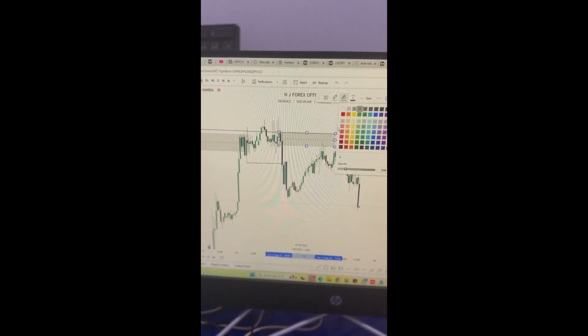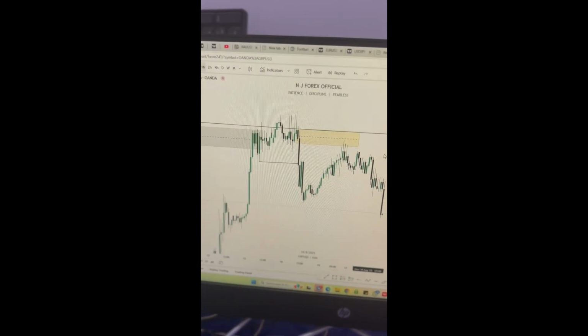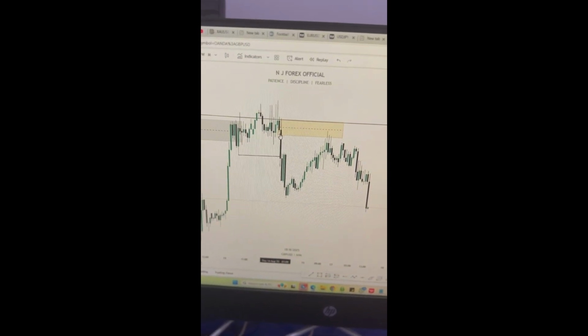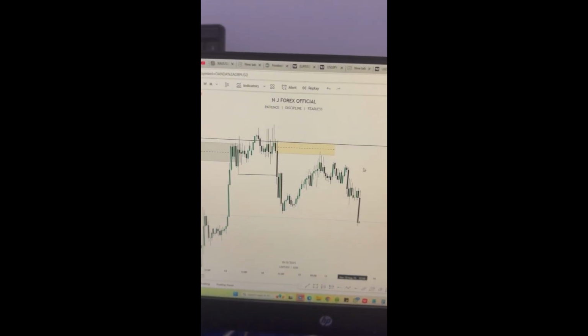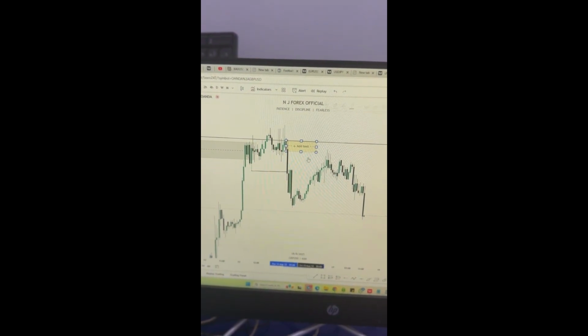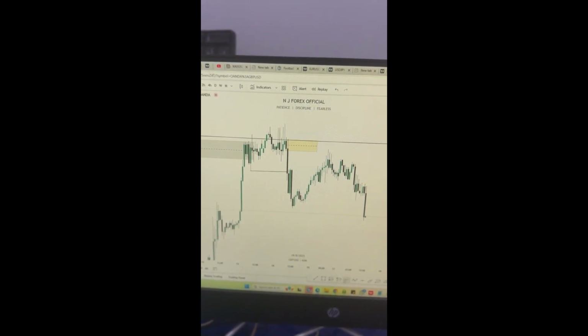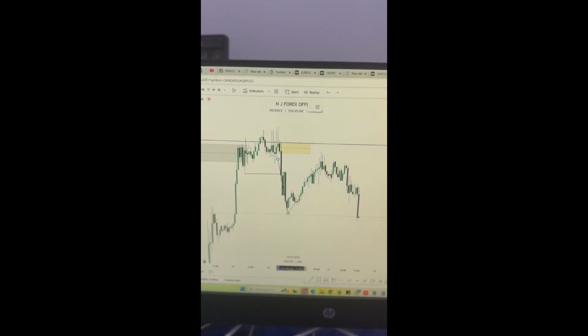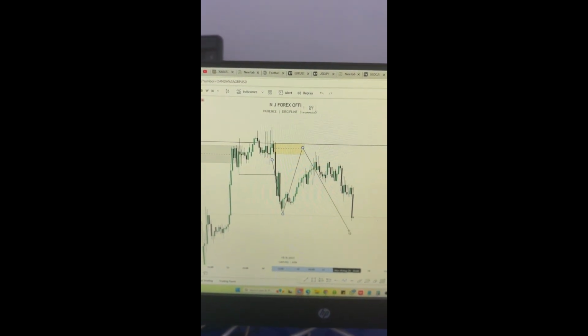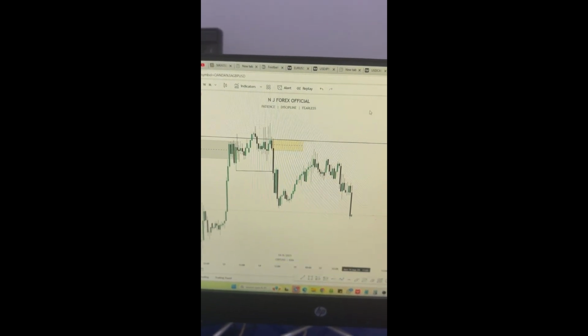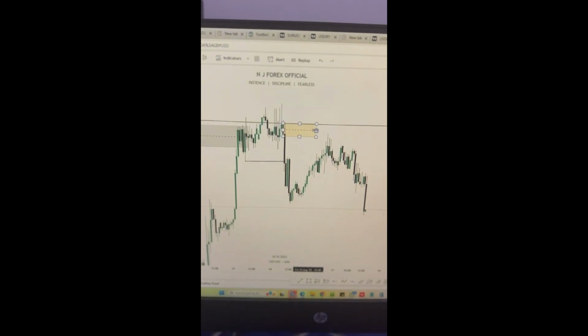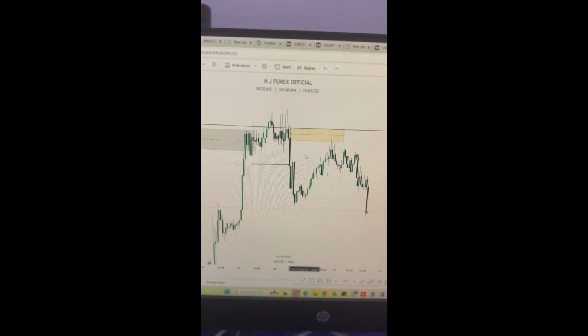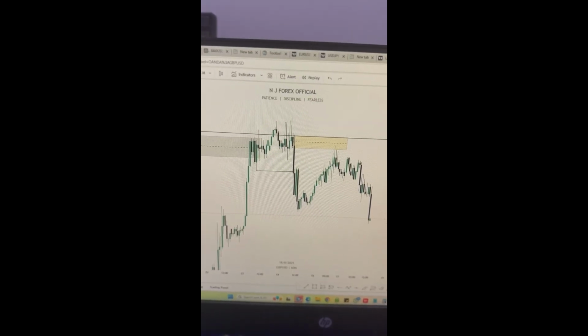So I marked out this zone as my supply zone on the 1 hour time frame, and I was actually waiting for price to retrace back to this zone before dropping down. All right, so it took a while, and then I scaled down to the 5 minutes.